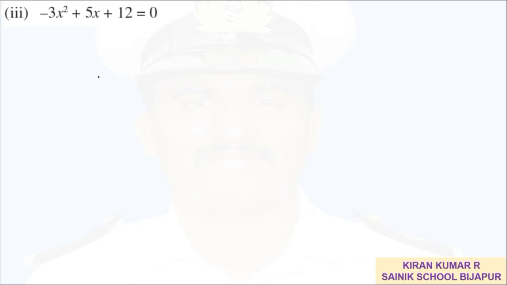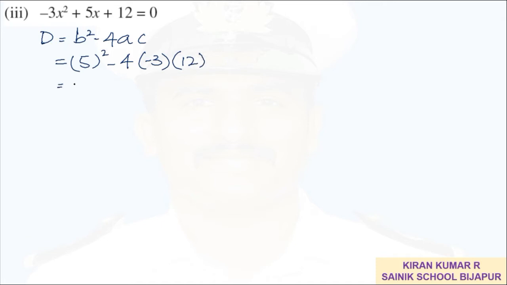Now the third question, negative 3x square plus 5x plus 12 equal to 0. So let's find discriminant. B square minus 4ac. Substitute. B square is 5 square minus 4 times a is negative 3, c is positive 12. So we get 25. This becomes positive. 12 12s are 144. So we get 169 as the value of D. Now root D will become equal to root 169, nothing but 13.